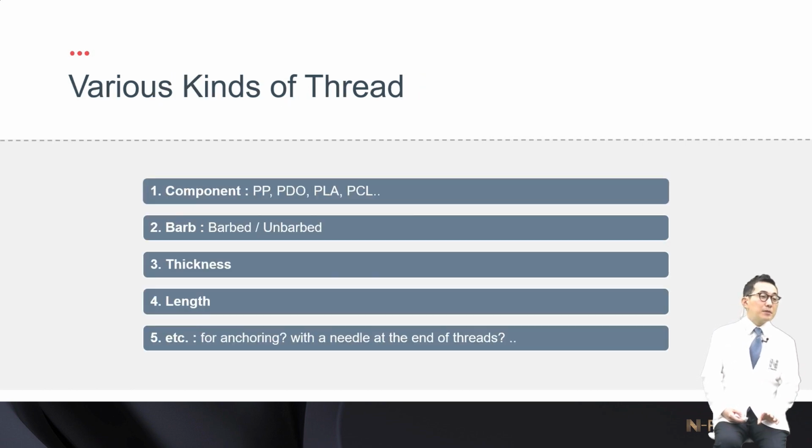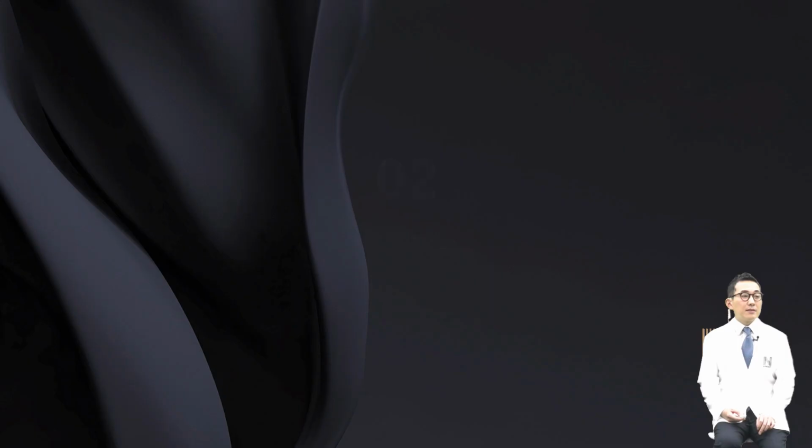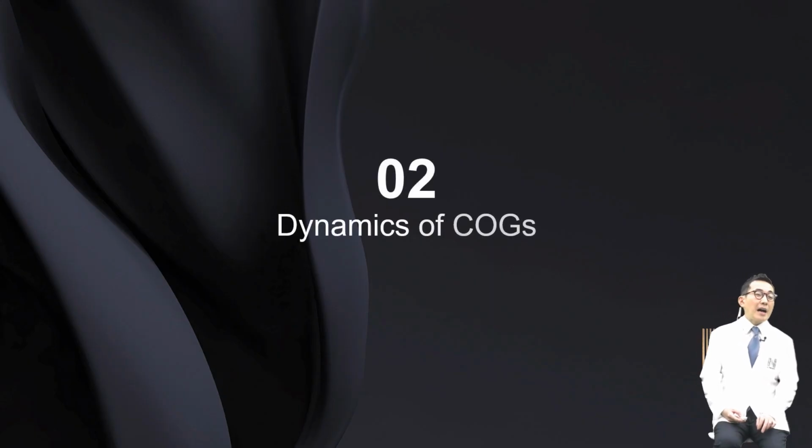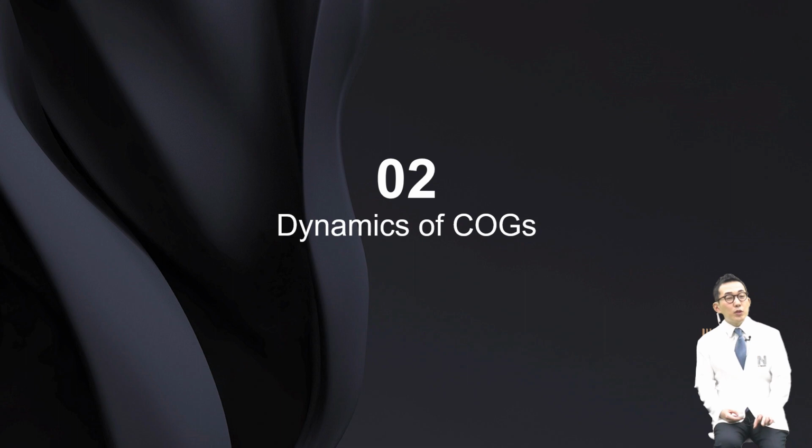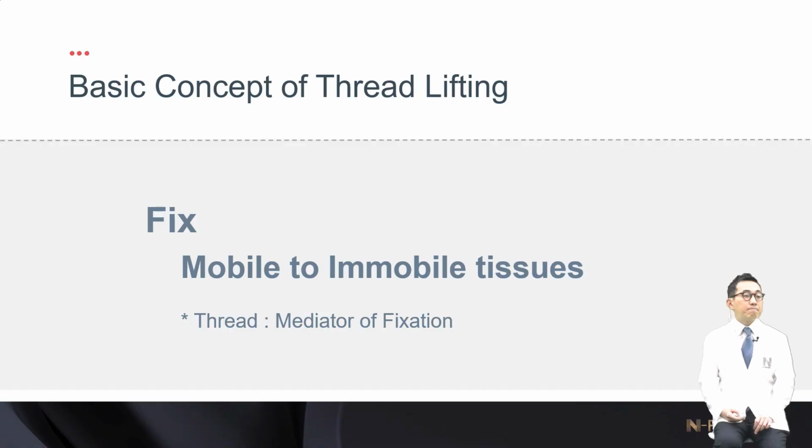There are various types of lifting thread, various ingredients, the presence or absence of cog, and various thickness and length. Among them today, I'm going to talk about a lifting thread with cog. In order to understand thread lift very well, first, you need to get a complete understanding of the dynamics of cog. The most basic concept of thread lift is to fix mobile and soft tissue to immobile and hard tissue. And in this process, thread acts as a mediator.